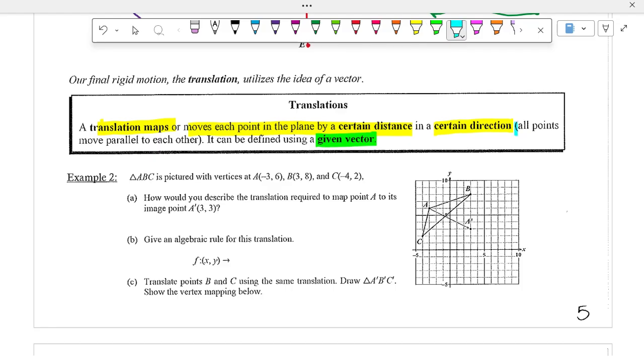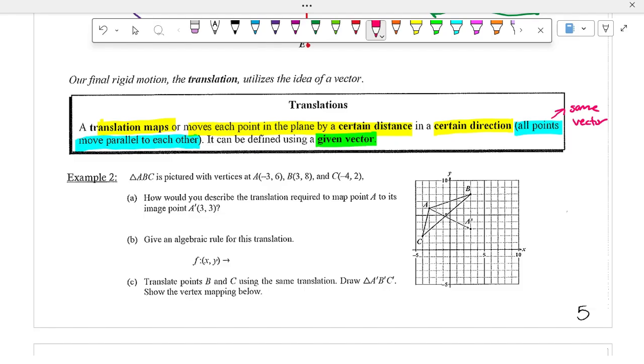Now, another thing to note is all points move parallel to each other. All that means is that they use the same vector. So if they only draw one vector, you'll use that for all of them.